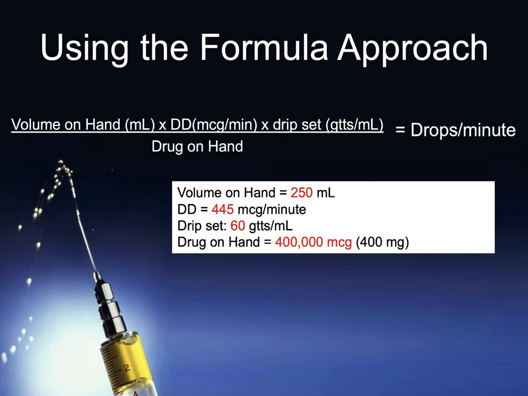So here's the numbers that we just came up with. We have a 250 ml bag. We know our desired dose. We know we're using a micro drip because it needs to be controlled precisely.